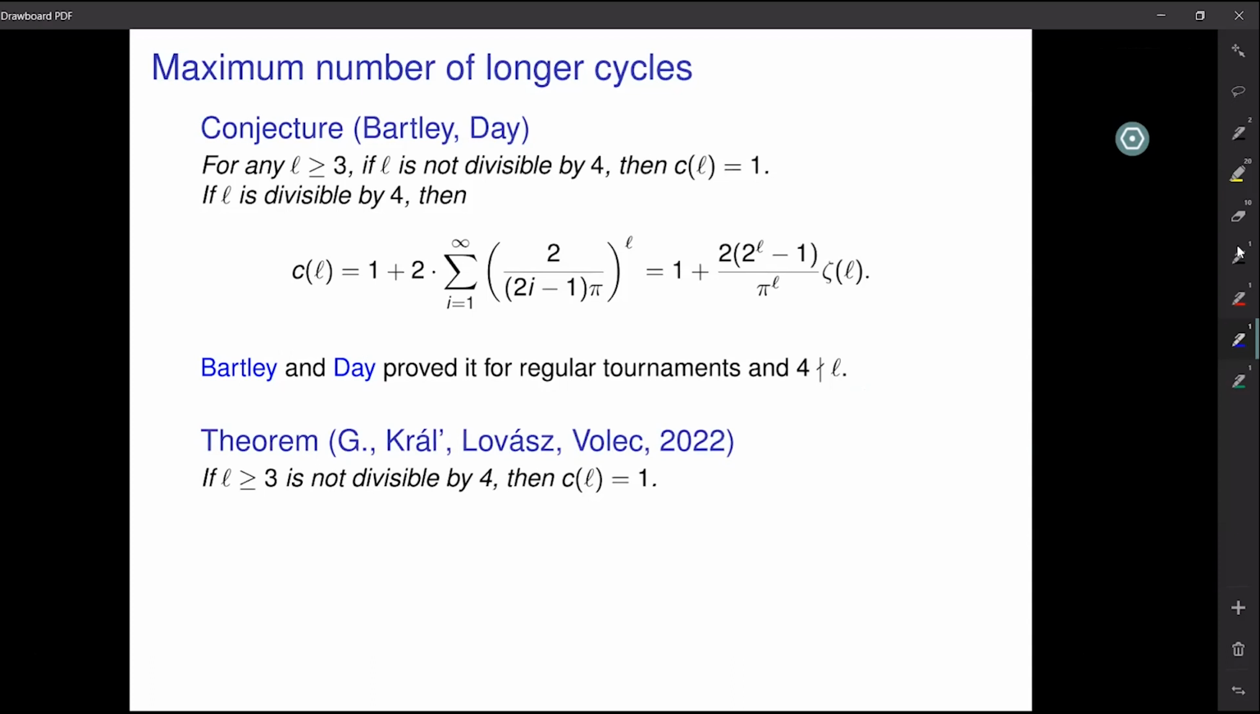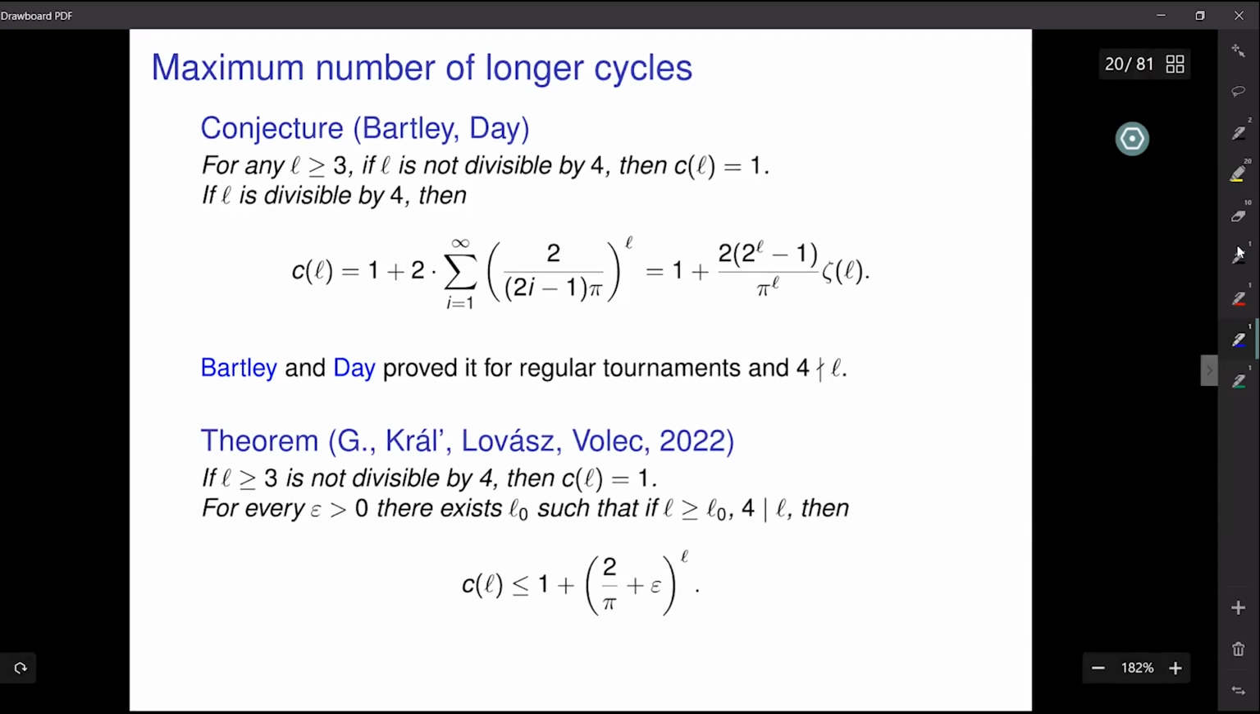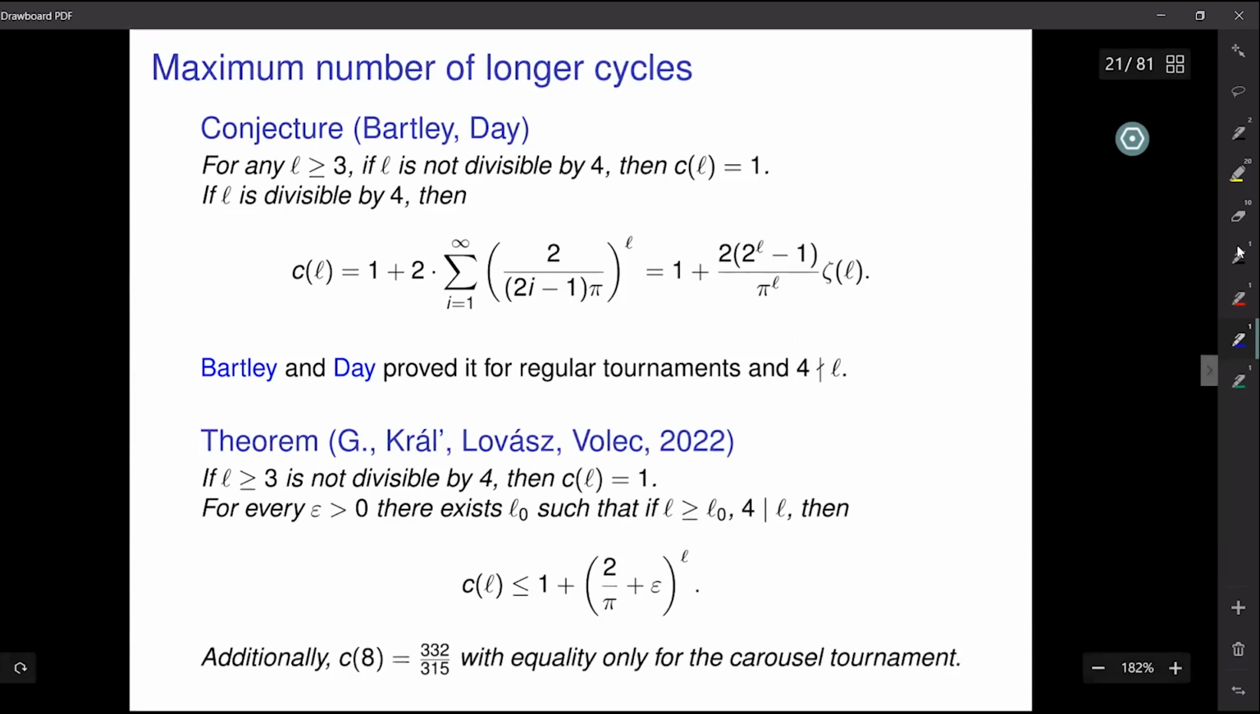For the cycles divisible by 4, we managed to prove an upper bound, which is asymptotically the same order, I mean, asymptotically in terms of L. So in other words, you see that here is 1 plus 2 times 2 over pi to the power of L times some constant which is tending to 1. And here we prove also 1 plus 2 over pi to the L with some epsilon, and this holds for L large enough. For the first open case, which is 8-cycles, we managed to prove the exact bound, and this is exactly the number coming from the carousel tournament.